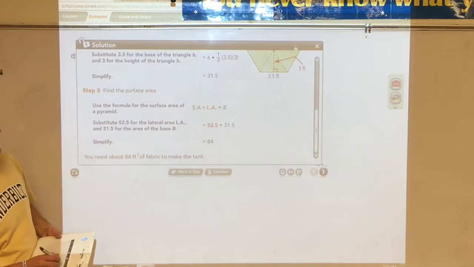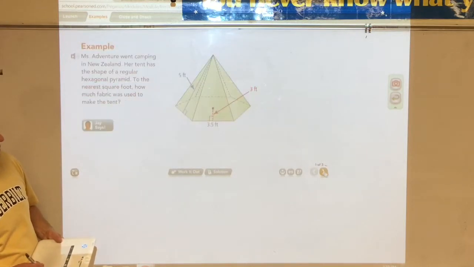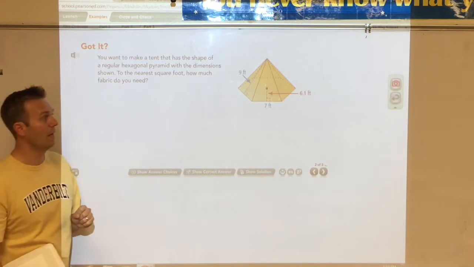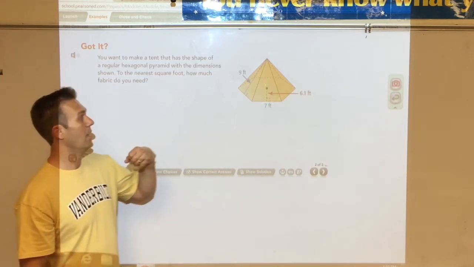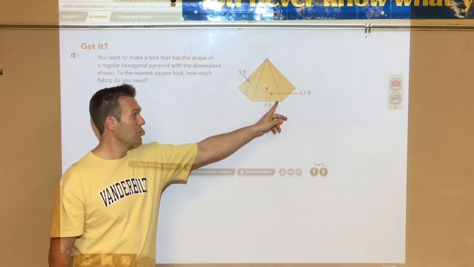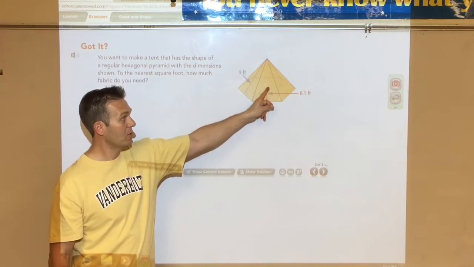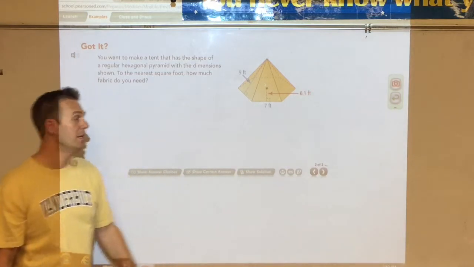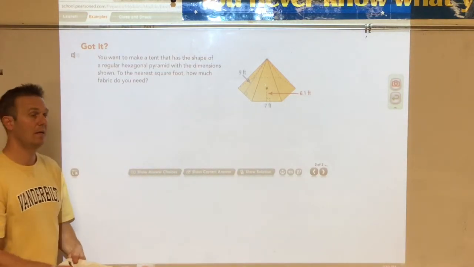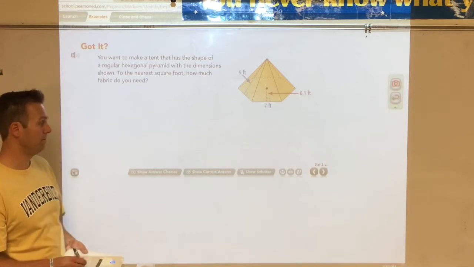Now I'm going to ask you to go to the second part and do this question. Teacher can pause it. Your slant height is 9. Your little b base of the triangle is 7. The height of the triangle on the bottom is 6.1. You're going to use those formulas, so go ahead and try to work that out. When you come back, you'll see the solution.